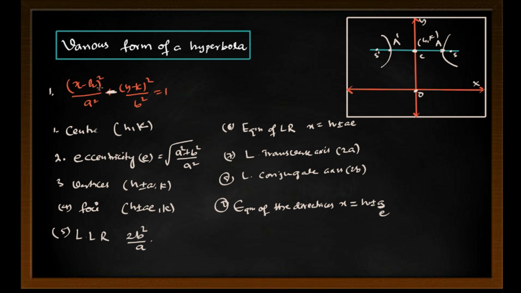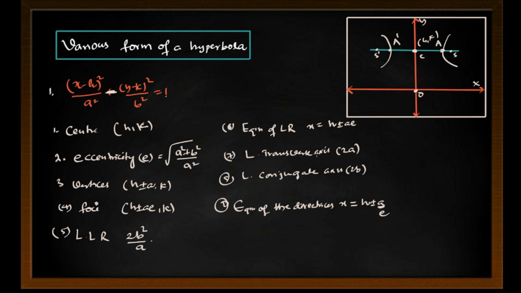So (x minus h) whole square by a square minus (y minus k) whole square by b square equals 1. First of all, center is h comma k. Eccentricity, denoted by e, is root over a square plus b square by a square. Vertices are h plus or minus a comma k. Foci are h plus or minus ae comma k. Length of latus rectum is 2b square by a. Equation of latus rectum is x equals h plus or minus ae.